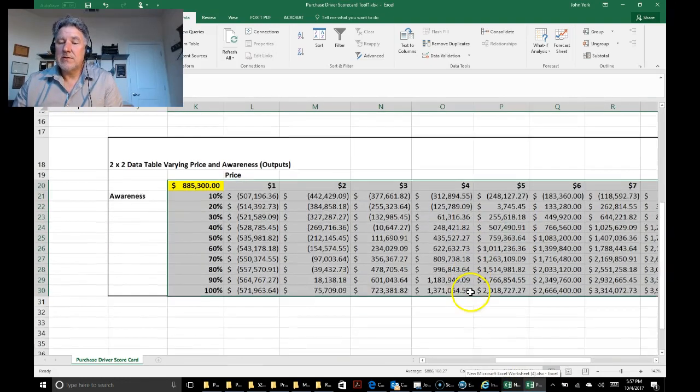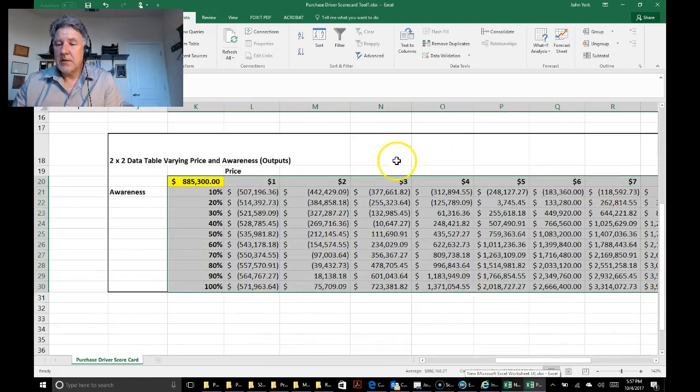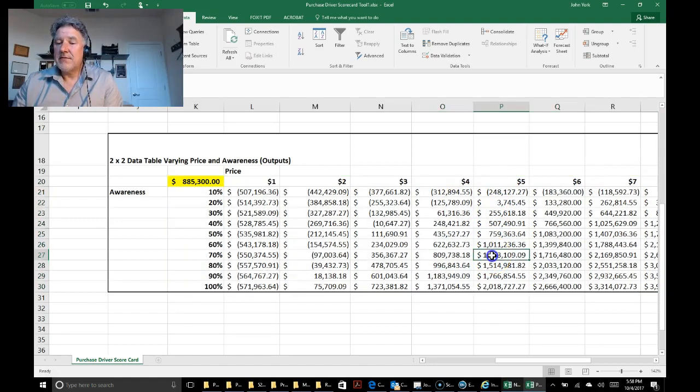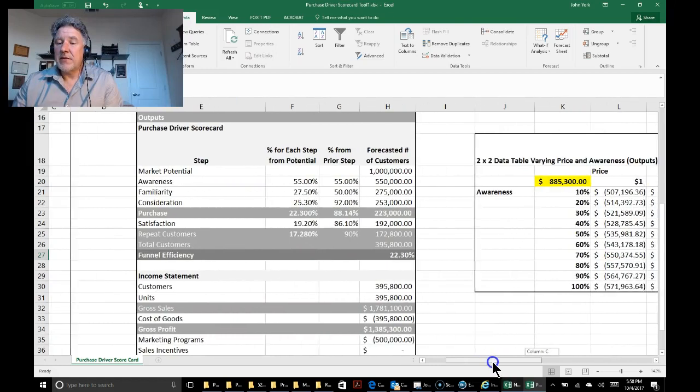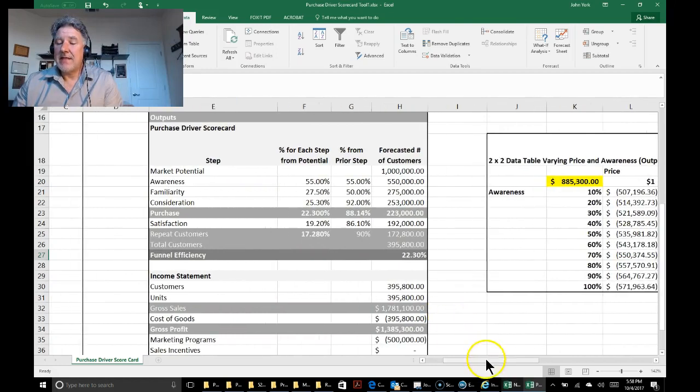And this is really cool because now you get these numbers. These numbers are different scenarios based on what you've put forth as these variables, 2x2 variables to look at what if. So say we were at $5 and we wanted to increase awareness. We got awareness to 70%. All of a sudden we're at $1.26 million, which is significantly more than the $885,000.